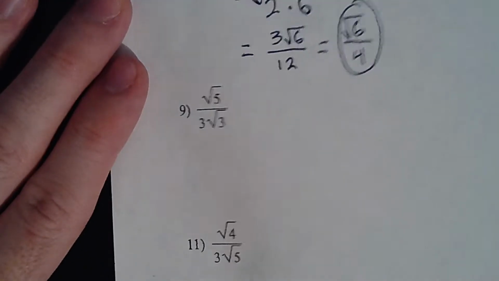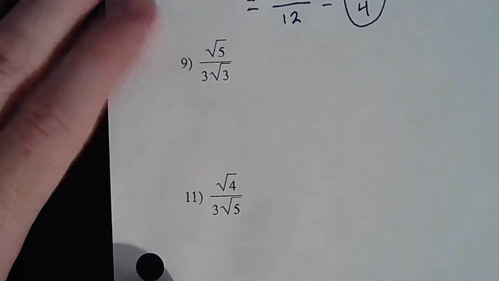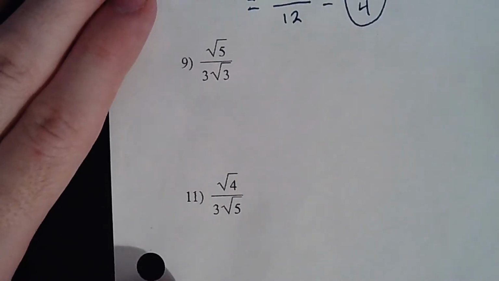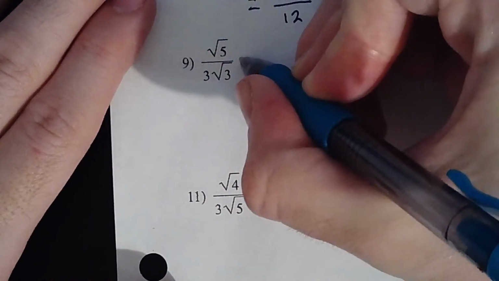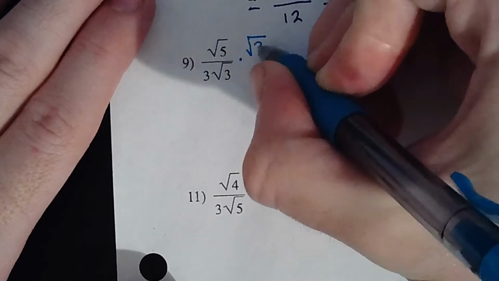So we're now on problem number 9. So number 9, same concept as that last question. We see that square root of 3 on the bottom. So because we see a square root of 3 on the bottom, we need to multiply the top and the bottom by that square root of 3.